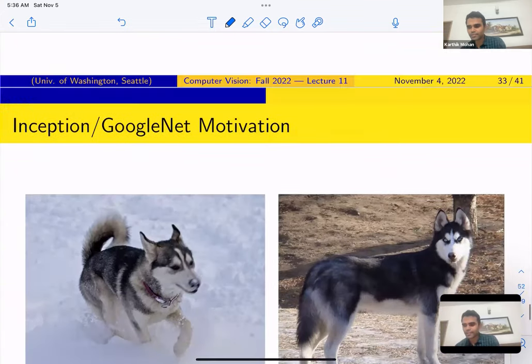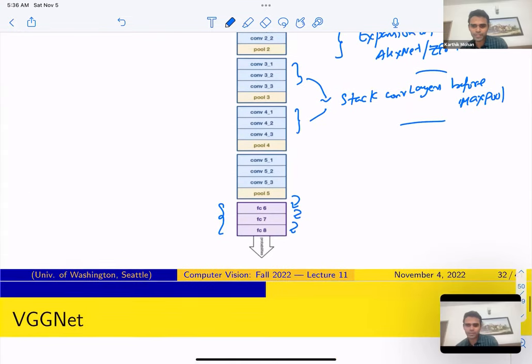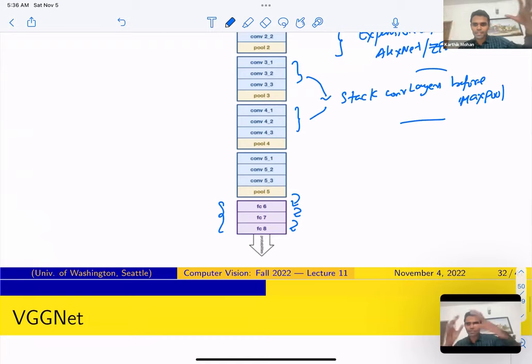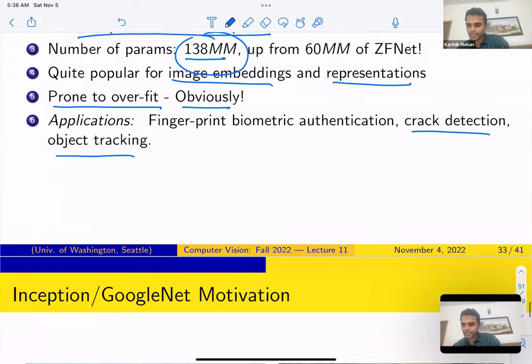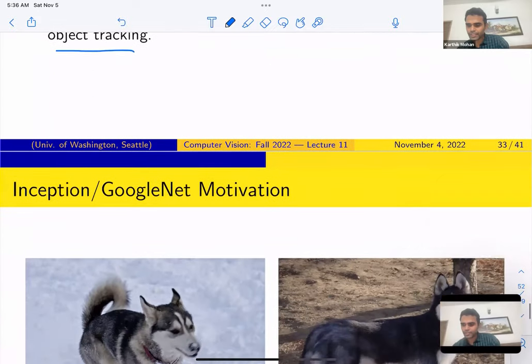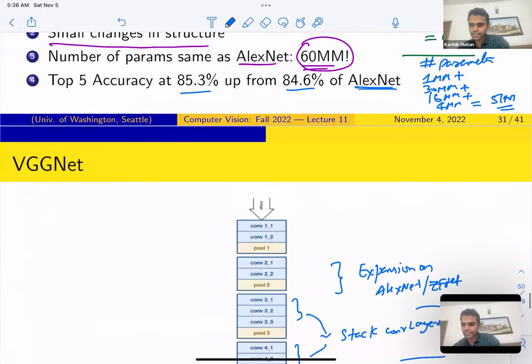Okay, so that was VGGNet. It was more than just hyperparameter tuning. It actually expanded out the AlexNet and increased the number of parameter space. Let's also go to the other. So that was a runner-up. VGGNet was the runner-up for the 2014 ILSVRC.